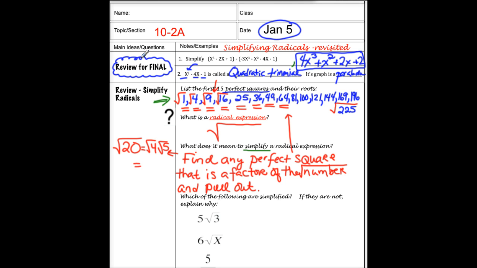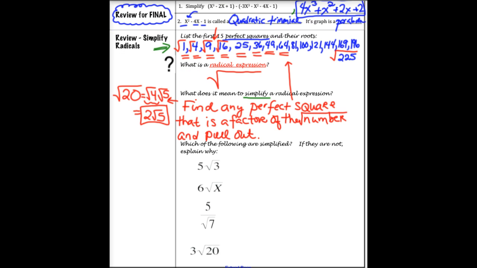And then we simplify that, because the square root of 4 we know. Root 20 and 2 root 5 are identical. They're just in different forms, and this is considered simplified. So let's go down to the bottom here. It says, which of the following are simplified? And this one is yes.